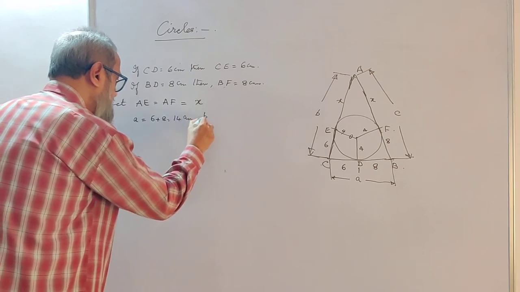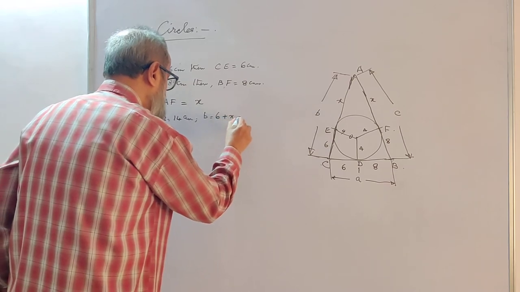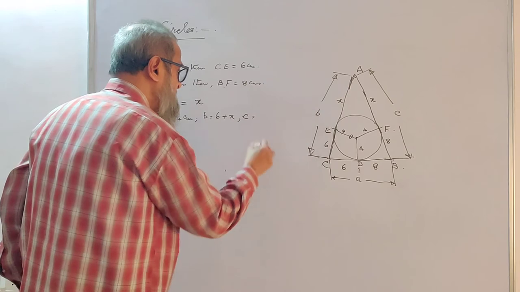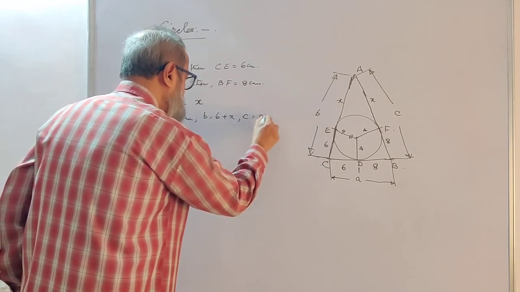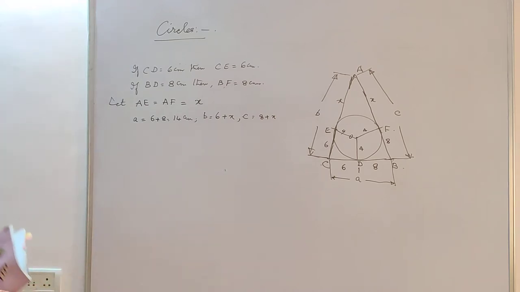B is 6 plus x centimeters, and C is 8 plus x centimeters. Right, 8 plus x.